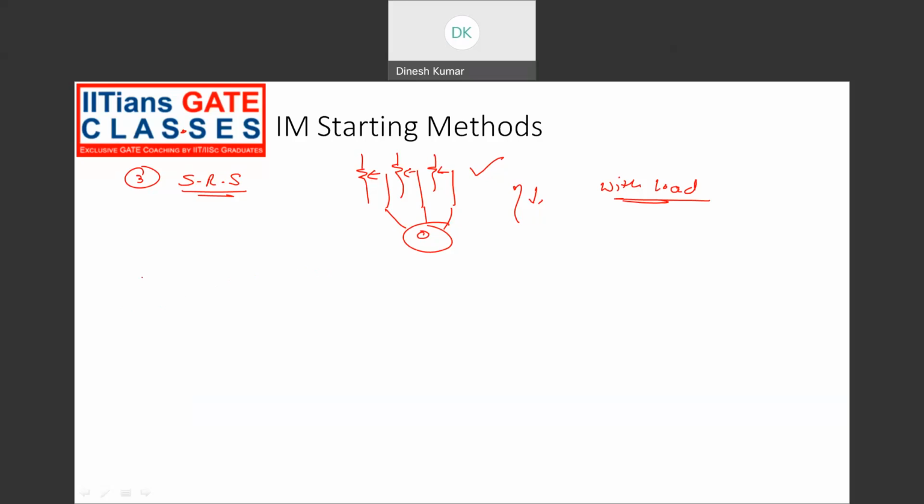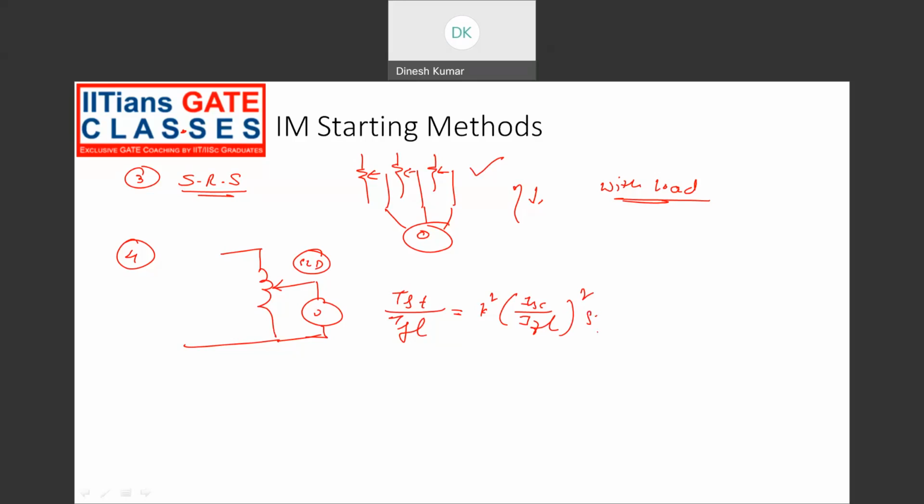And the next method is the auto transformer. We know the auto transformer: this is a primary and this is a secondary. We have a tap here, and here we'll be connecting to the induction motor. I have drawn the single-phase diagram, generally it is a three-phase diagram, okay? For an auto transformer, the ratio of starting to full load torque is given by K squared into Isc by I full load, squared, into S full load. This K is called the transformer ratio. Using this method, the start current will be reduced by K squared times. Similarly, the starting torque is also reduced by K squared times.